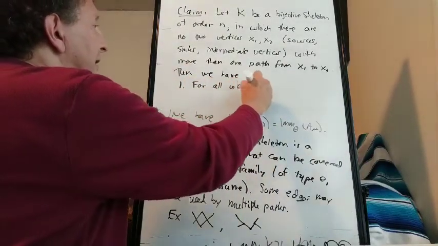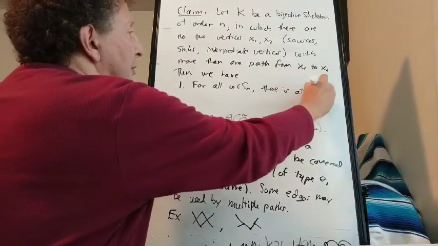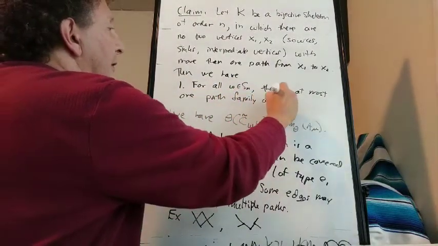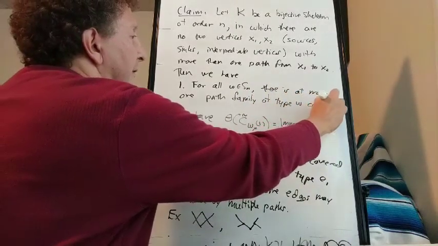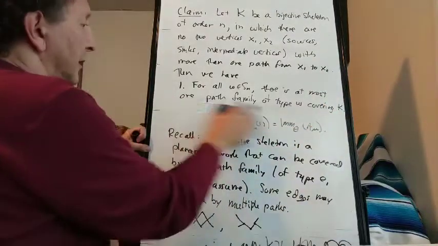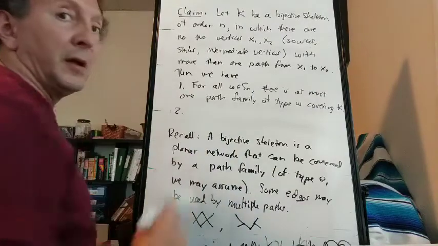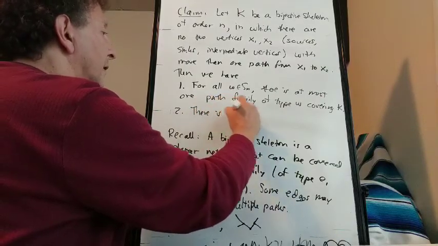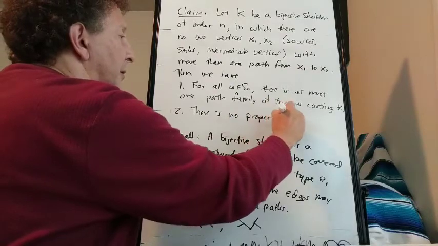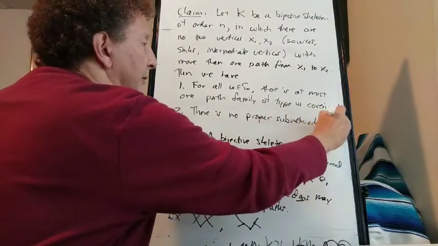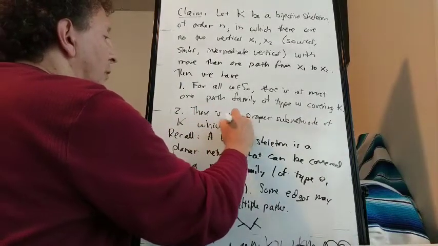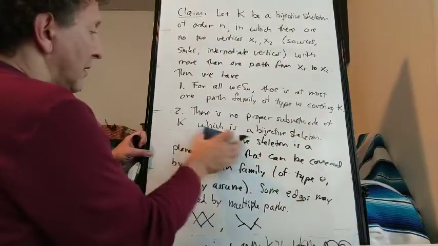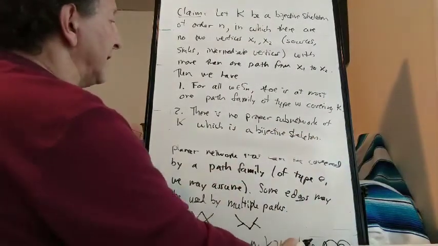One, for all permutations w in S_n, there is at most one path family of type w covering K. And two, there's no proper subnetwork of K which is a bijective skeleton. So I guess we could say that K is a minimal bijective skeleton.